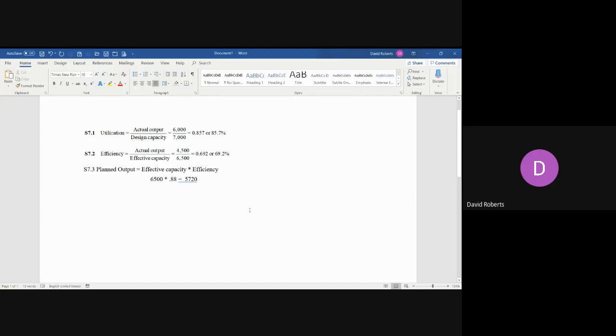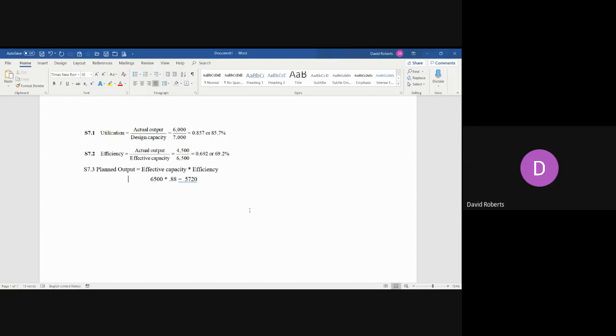In 7.1, we're asked to calculate the utilization rate. We simply take the actual output and divide it by the design capacity. As a reminder, the design capacity is when everything is perfect. There's no flaws. There's nothing broken. The machine doesn't need to be cleaned or calibrated. It can operate 100% of the time.